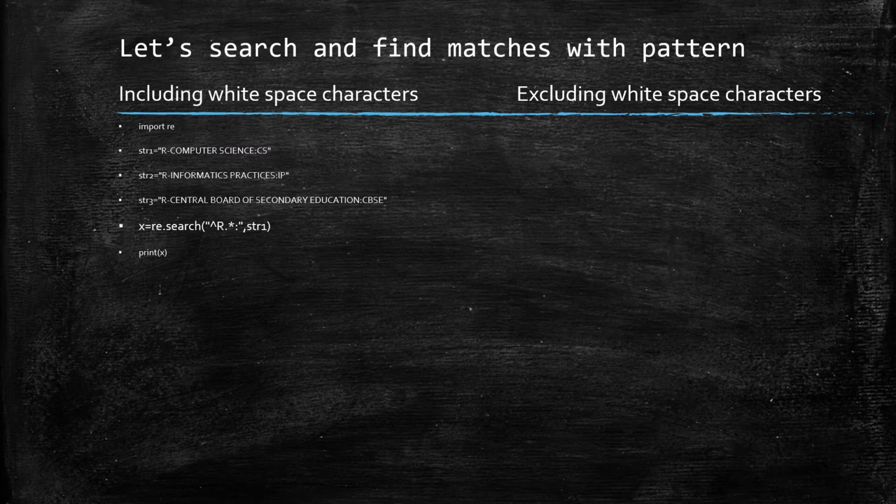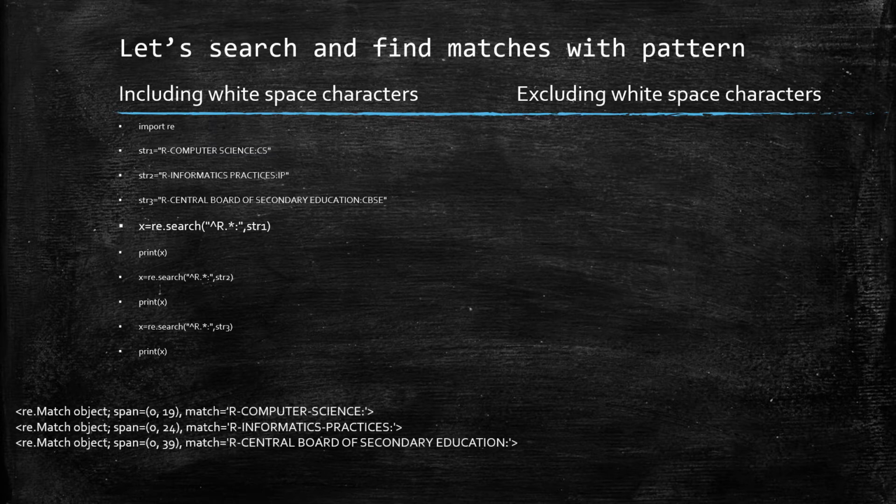Then I'm printing X. In the same way, I'm going to search the same pattern in str2. It's the same kind of substring I want to search in str2. And then I'm printing X. Similarly, the same pattern I want to search in str3 and print X. So here is the output.